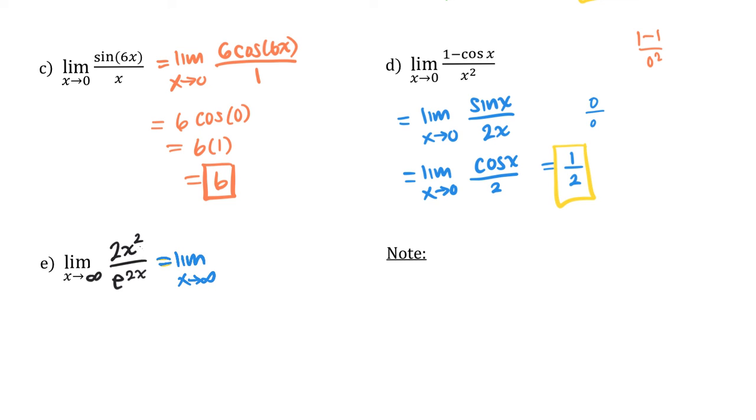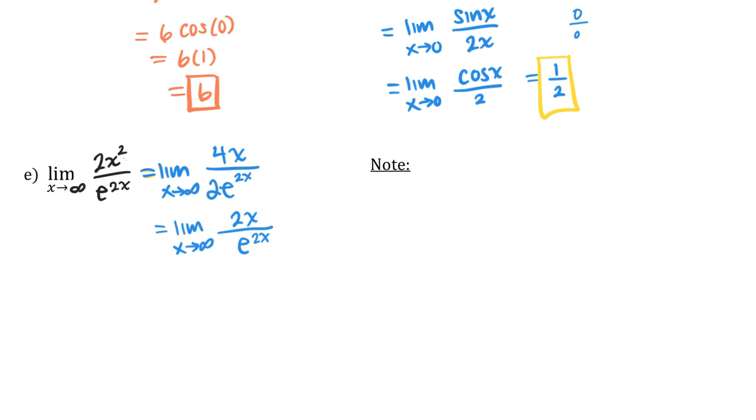What am I going to get? I'm going to get 4x over, the derivative of e to the 2x is e to the 2x, and then chain rule, times the 2. Okay, let me cancel out the 2 just to make it easier for me to stare at. So that's going to be 2x over e to the 2x. Now if I plug in infinity, 2 times infinity, e to the infinity, I still have infinity over infinity.